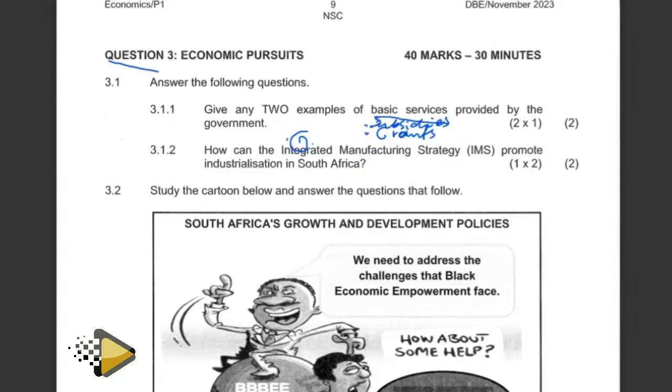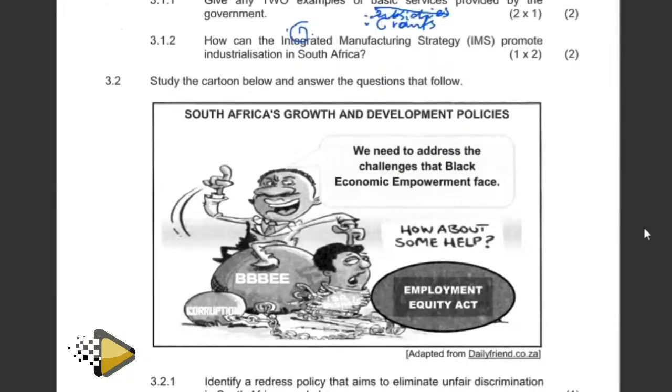The next question that we have is 3.1.2. 3.1.2 reads as follows: how can the integrated manufacturing strategy promote industrialization in South Africa? So still remember, in grade 12, the moment we talk of industrialization or of an industry, we refer to a group of firms that sell the same product.